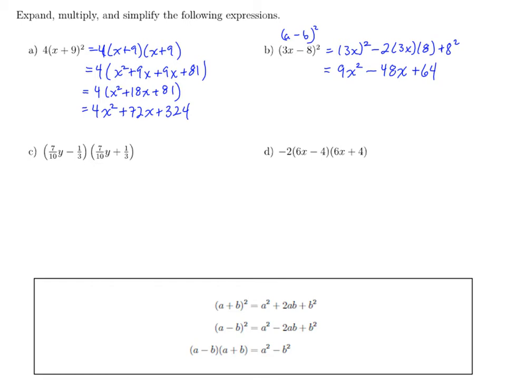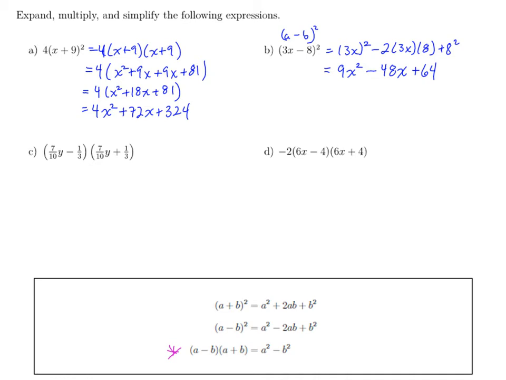In this next example, we have 7/10 y minus 1/3, and then we're multiplying by the expression 7/10 y plus 1/3. One of the things we want to recognize here is that we are multiplying two binomials, and one has a sum and one has a difference, but they're otherwise the same. And so we can use this a minus b times a plus b formula. The advantage here is that our two middle terms are going to cancel, and so if we recognize that ahead of time, we can save ourselves a bit of arithmetic work here.